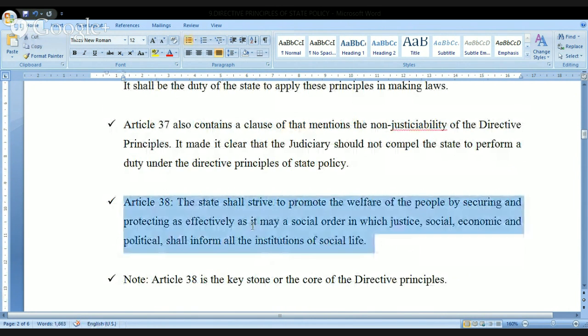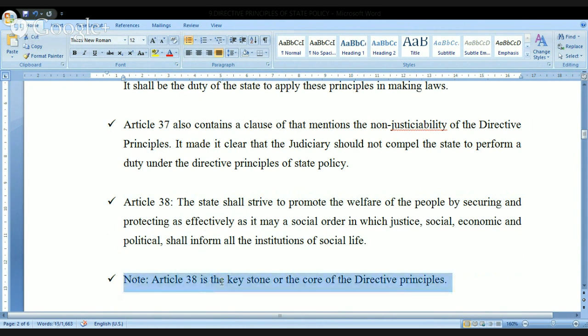Whenever you are writing the answers for the main examination, or if you are trying to write any question for essay writing, this article will play a very, very crucial role. Depending on the question, you can mention the number of article also. Look at this note. Article 38 is the keystone or the core of the directive principles.